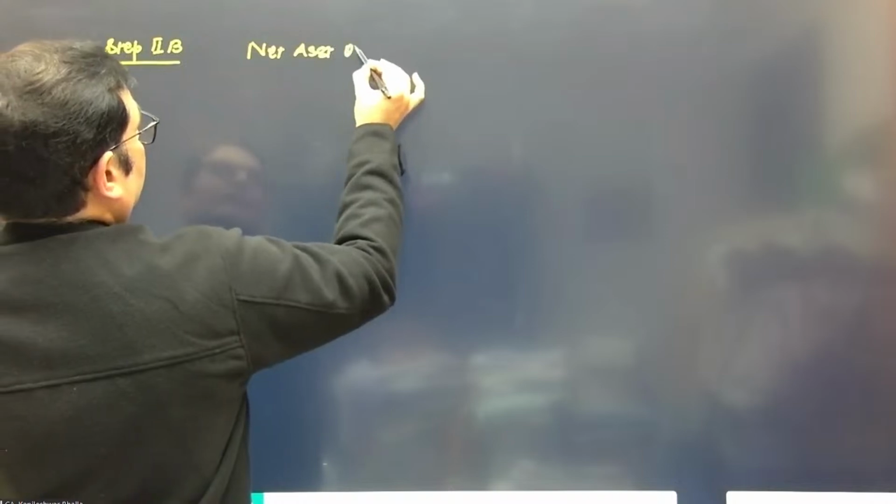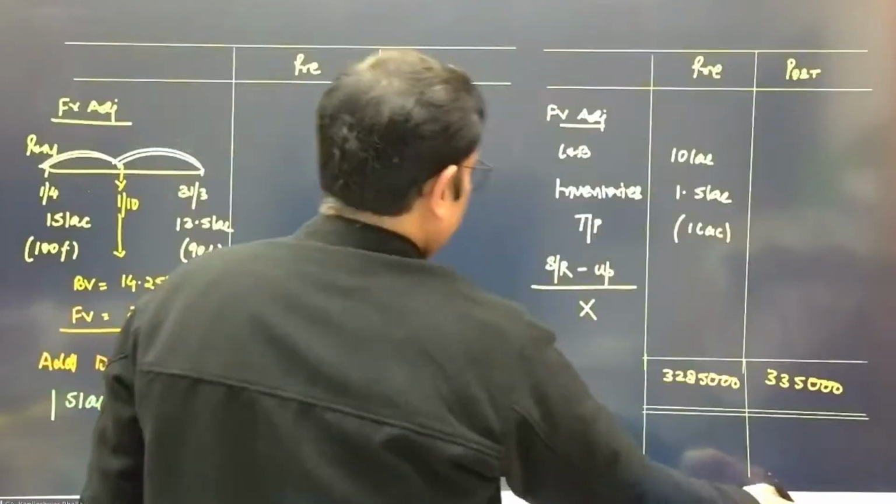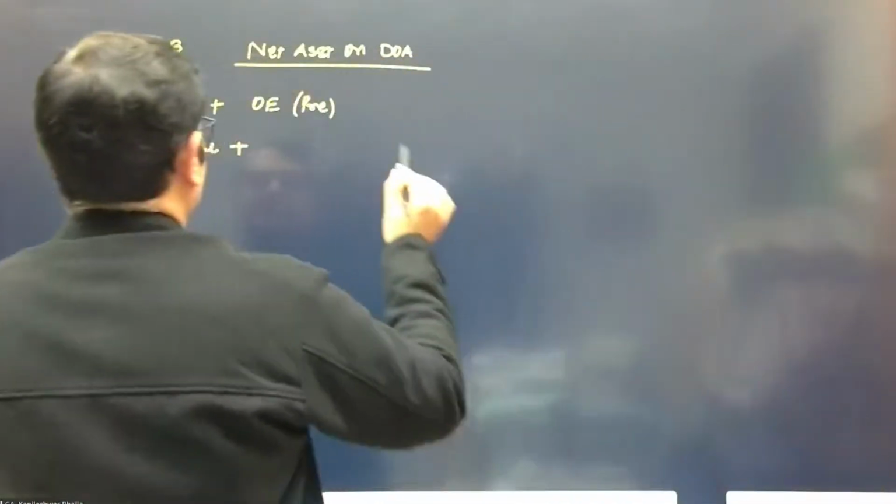Okay, then we go on to step number 2B. In step 2B, we need to get the net assets on the date of acquisition, and we decided we need to consider the sum total of the equity share capital and the pre-acquisition equity. That's it. So the equity share capital of the subsidiary was 20 lakhs, if I rightly remember, and the pre-acquisition equity is 32,85. So this is 32,85,000.